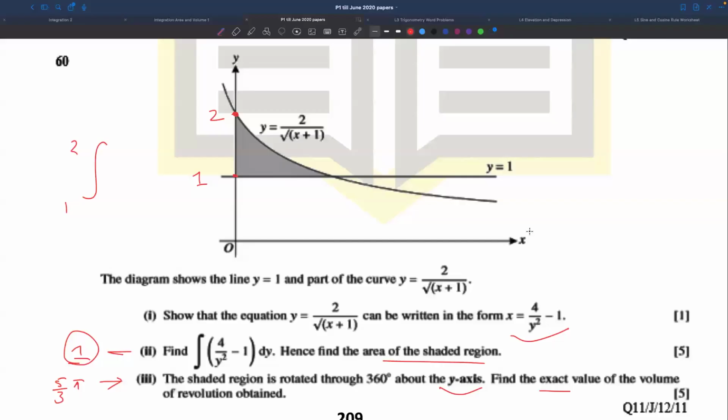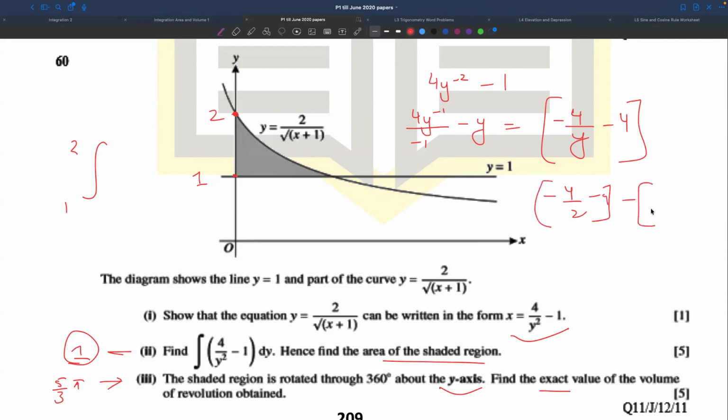For part A, just have to integrate it, right? And with the limits 2 and 1. So this is 4y^-2 − 1. When I integrate it, that will become -1 upon -1, minus y. So you will write it as -4/y minus y is your equation, right? You plug in the limit, which is 2. So -4/2 − 2, and then -4/1 − 1. So this becomes -2 − 2 is -4, minus this is... Son, I am getting +2, not 1.